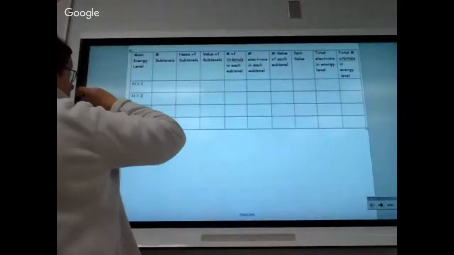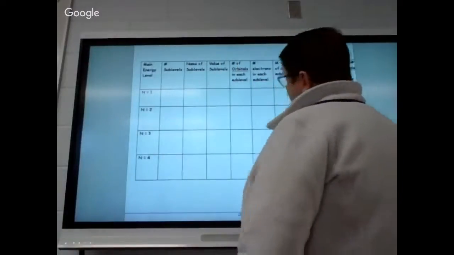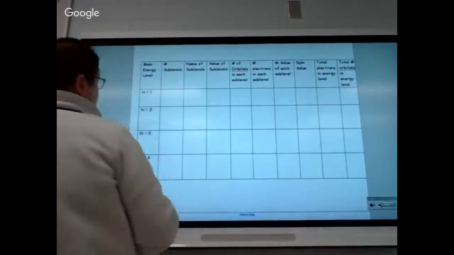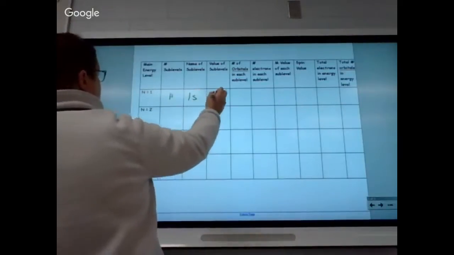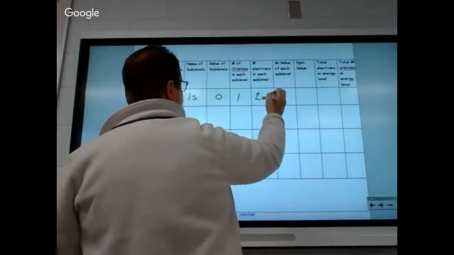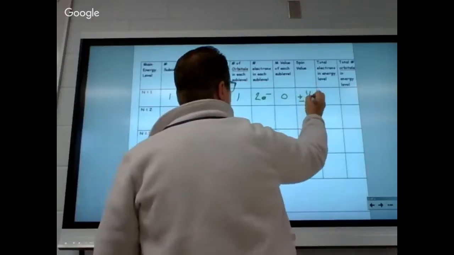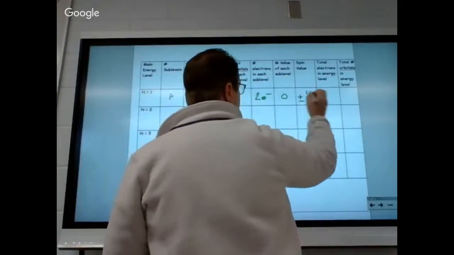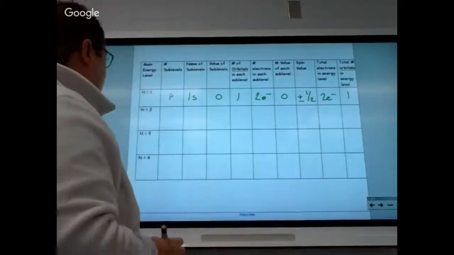All right, so we did n equals 2 yesterday, so we need to fill in the rest. So n equals 1 has how many sublevels? Its name, its value, number of orbitals, its electrons, its m value, its spin, and its total electrons, and its number of orbitals. Very good. All right, n equals 2 we did.